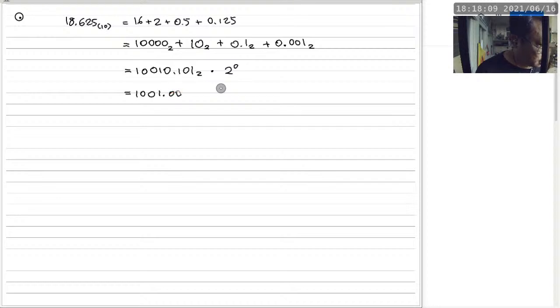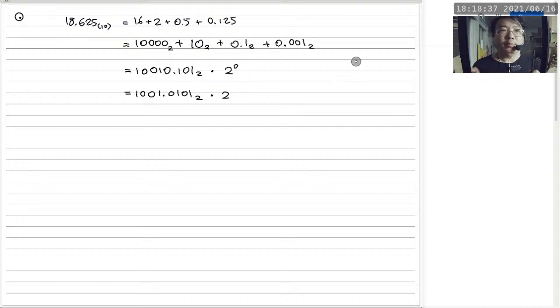I just shifted the point to the left-hand side by 1. So now the question is, how am I going to adjust the exponent of 2 so that the equality is maintained? What do you think?